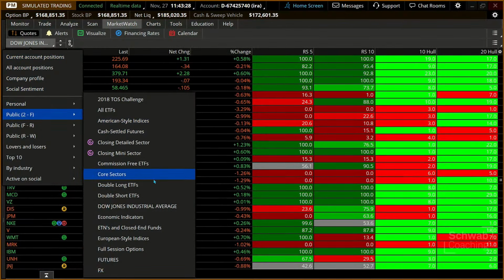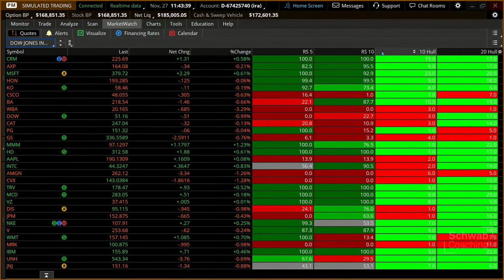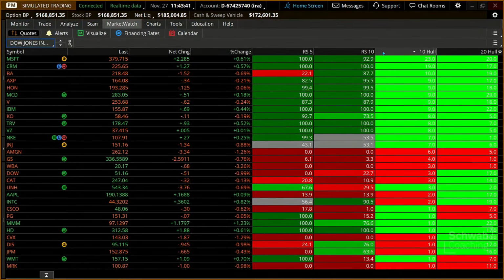Now, here's what I love. I love kind of finding things that are interesting and then using them over and over and over. I just love that, okay? So we're going to pull up the Dow Jones. And now what you're going to notice is we get a column here, the 10 hole.